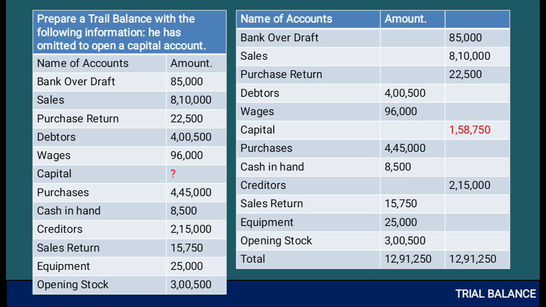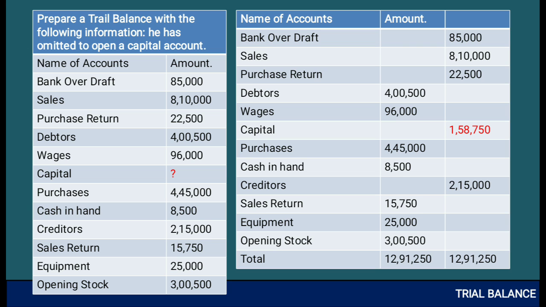So here you can see the total of the debit side is 12,91,250, but the total of the credit side was not 12,91,250. So there will be a balancing figure worth rupees 1,58,750, and it will be considered as the balancing figure as capital. So you can prepare your trial balance like this.